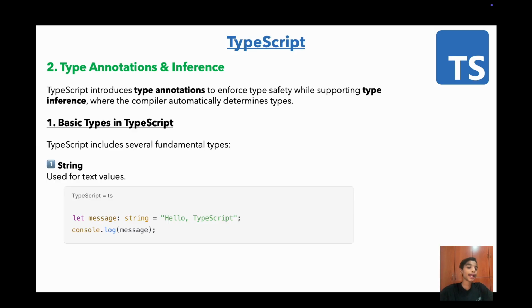TypeScript introduces type annotations to enforce type safety while supporting type inference, where the compiler automatically determines types. We have the basic types in TypeScript, such as string, which is used for text values. So we're going to create a variable message, and we're going to let it be of type string. Then we're going to say hello TypeScript. Then we're also going to log this message, and it should always print a string, because this type over here is a string. These are called example boxes, and I will code in these, and if you want the programming language used, it's right over here. So now this is TypeScript.